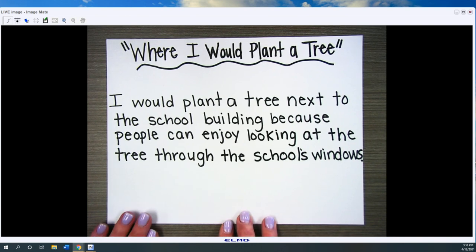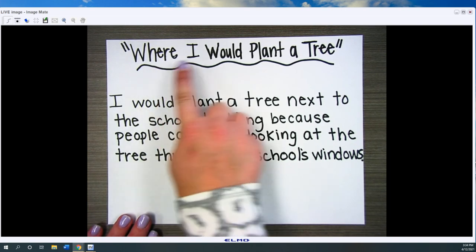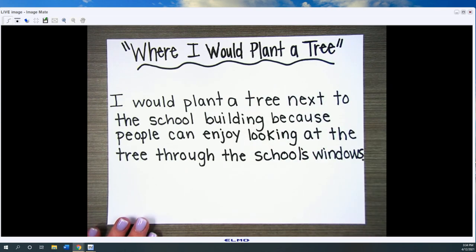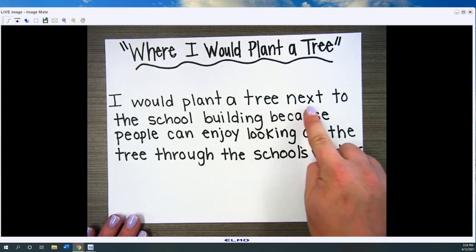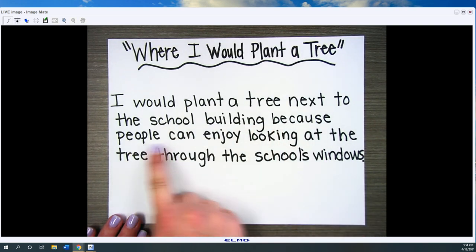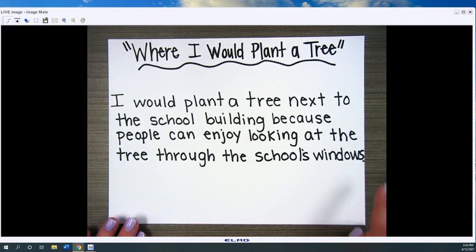All right, I'm going to read our opinion first. So it's called Where I Would Plant a Tree. I would plant a tree next to the school building because people can enjoy looking at the tree through the school's windows. So I want you to think, what was this mostly about? To me, this was mostly about where this person thinks that you should plant a tree.